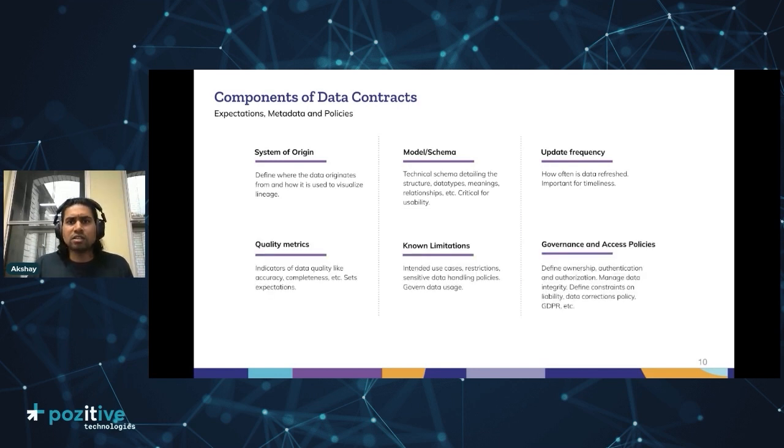And then there are also other components around metrics. So you have your quality metrics. Basically, these are the things that would determine the quality of your data. So you can start enforcing validations around schemas and any sort of frequency updates. So you can actually start testing those things as well.